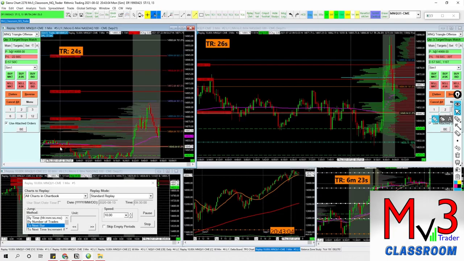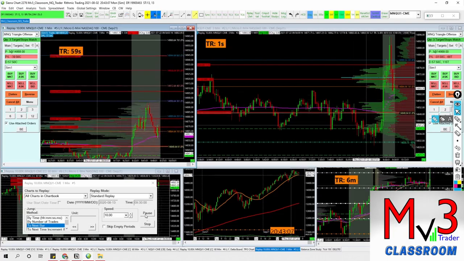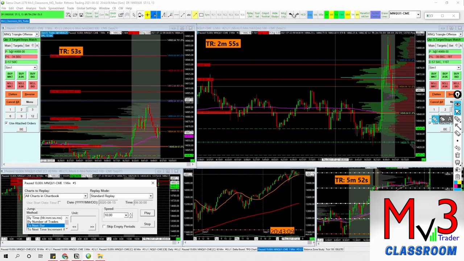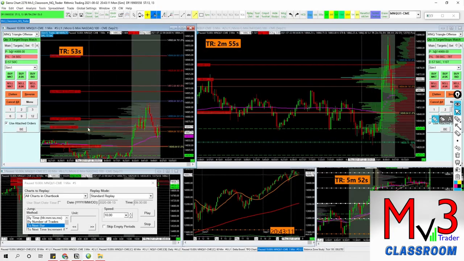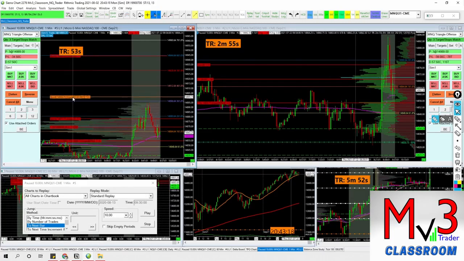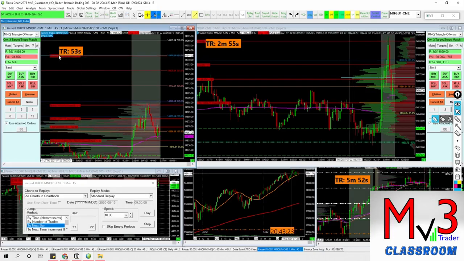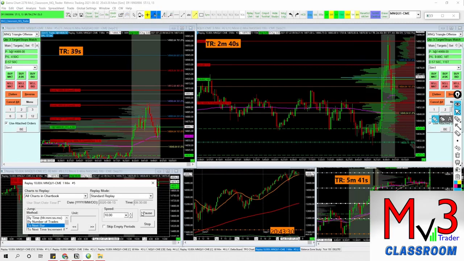Oops. My things are in the way. I gotta pause that and see if I can fix that. I'm trying to move. There we go. Want to have a tight stop there. I also want to adjust these targets. All right. Let's see how this works out.